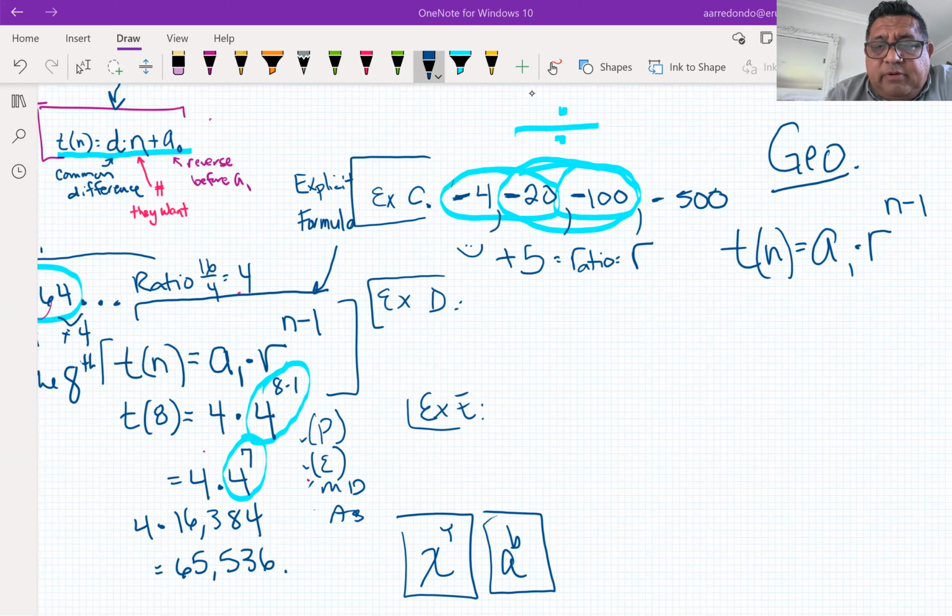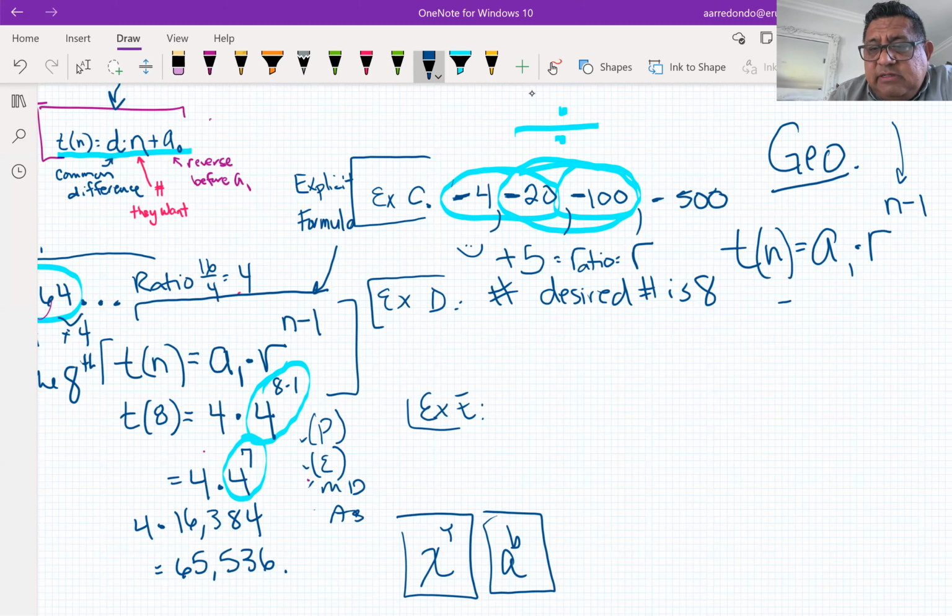So the number wanted will be 8. Or we could have said desired number. How about that? That sounds good. The desired number is 8. So that's going to go in place of the n minus 1. And we already know the ratio, and we already know the a sub 1. Hey, we're ready to go.